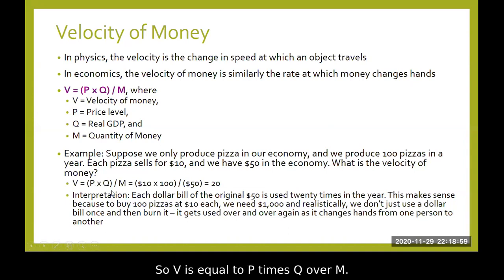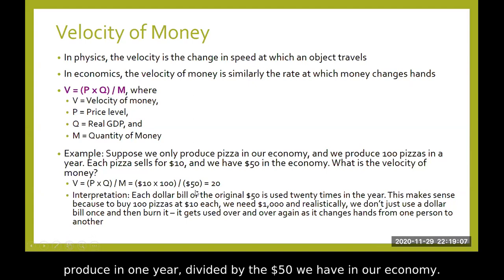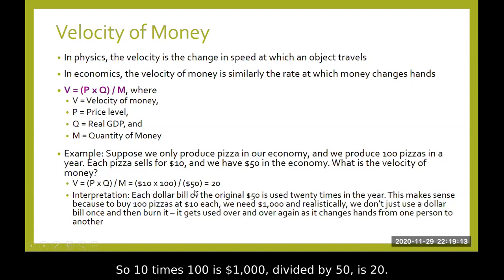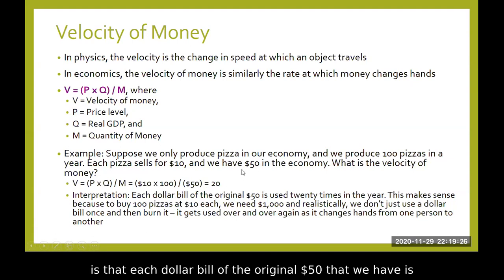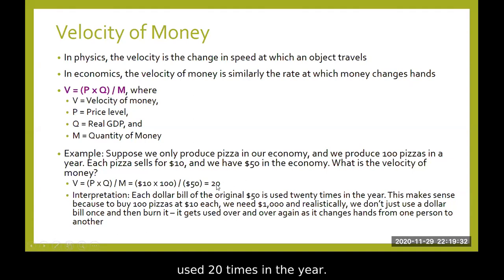So V is equal to P times Q over M. We have the price of each pizza, which is 10, times the 100 pizzas which we produce in one year, divided by the $50 we have in our economy. So 10 times 100 is 1,000, divided by 50 is 20. Here the velocity of money is equal to 20. The interpretation of this number is that each dollar bill of the original $50 that we have is used 20 times in the year. So we're saying each of these $50 changes hands 20 times in the year.